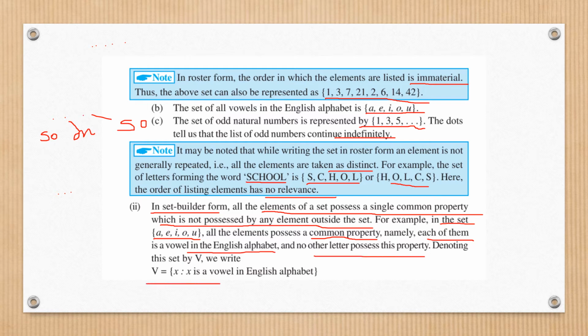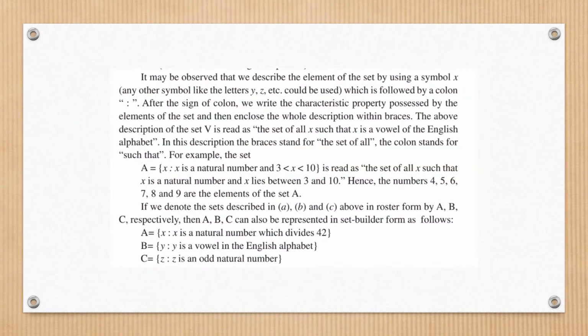And we can denote it as V = {x : x is a vowel in English alphabet}. Now see, it may be observed that we describe the element of the set by using a symbol x. You can take any other symbol like y or z also, which is followed by a colon. After the sign of colon, we write the characteristic property possessed by the elements of the set, and then we enclose the whole description within braces.